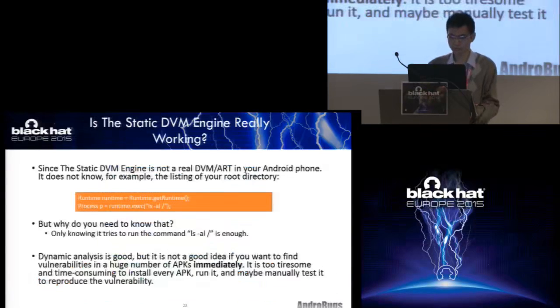Yeah. So is the static DVM engine really working? Well, since the static DVM engine is not a real DVM on your Android phone, it doesn't know, for example, the listing of your root directory. But why do you need to know that? You must know some tools that support dynamic analysis, such as Xposed framework or Drozer. It's good. But actually, I think most of the time you should find the vulnerability by static analysis first. It's not a good idea to start with dynamic analysis because it will take you too much time to install, run, and test every feature in applications, especially if you want to find vulnerabilities in lots of applications immediately.